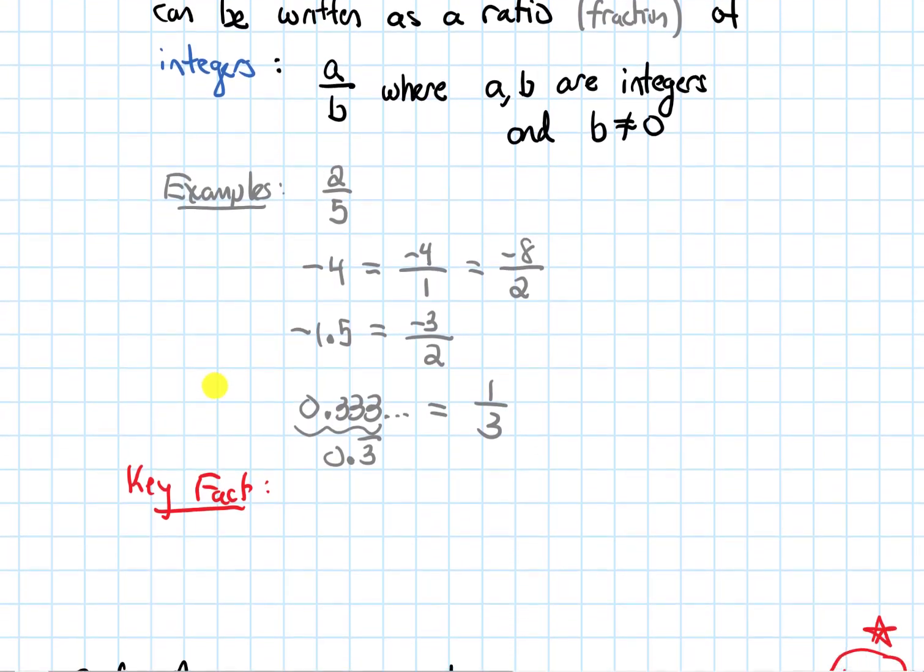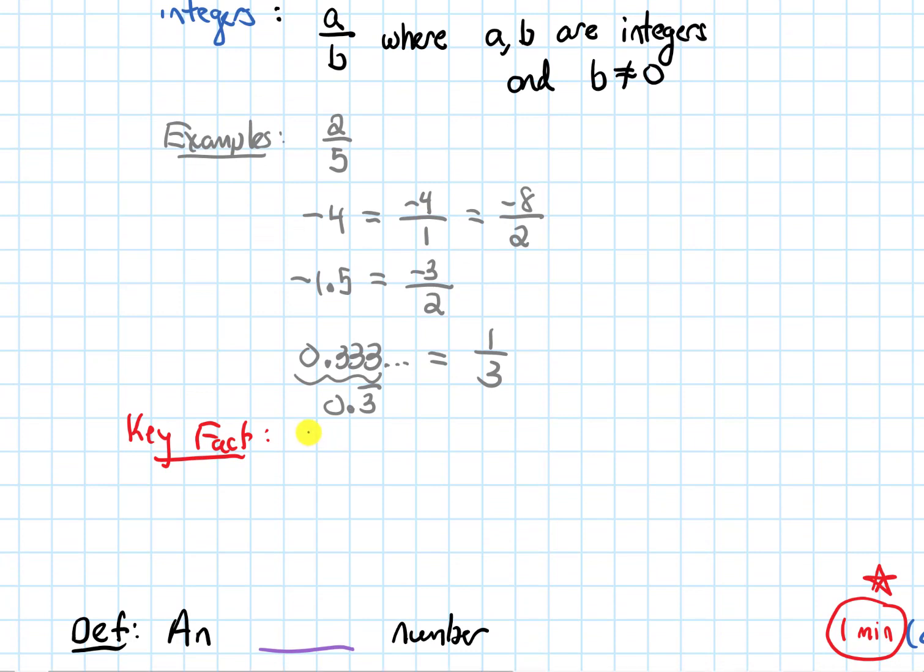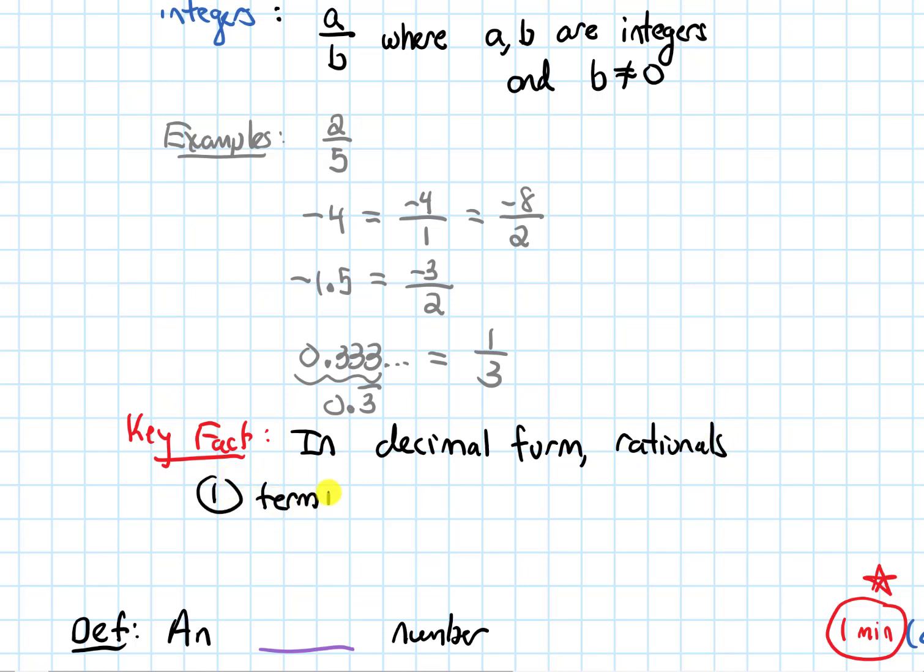One of the key facts about rationals is that if I write them as decimals, rationals do one of two things. They either terminate. Terminate means their decimals stop somewhere. For example, if I had something like 7.681 and the decimals just stop there, this is rational. I could write this as a fraction of integers. In fact, this would be 7,681 over 1,000.